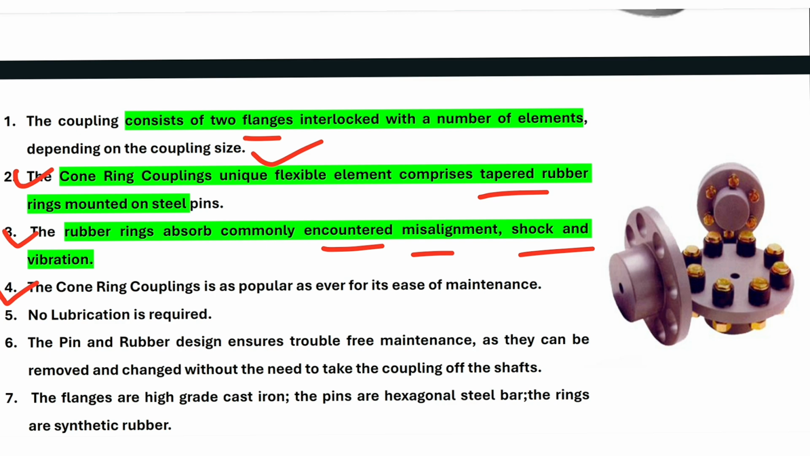Fourth, the cone ring coupling is as popular as ever for its ease of maintenance. Fifth, no lubrication is required. Sixth, the pin and rubber design ensures trouble-free maintenance, and they can be removed and changed without the need to take the coupling off the shafts.